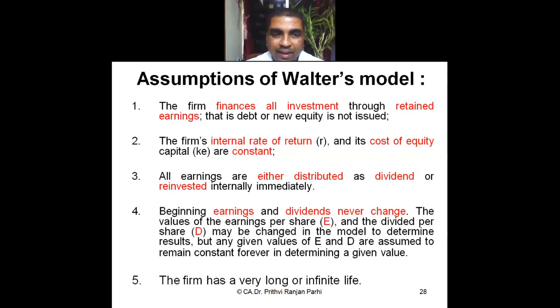And the dividend as well as the earnings, dividend per share and earnings per share, also do not change. They will remain constant. And the firm has a long or infinite life. The firm will continue forever. These are the five assumptions we have to consider under Walter's model.